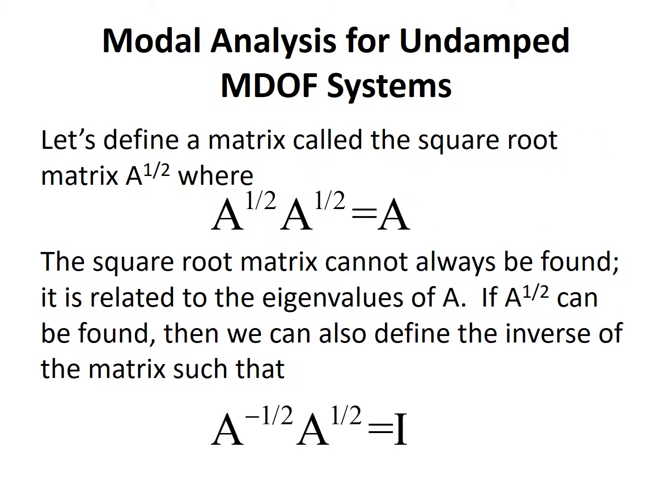To begin, let's recall that under certain circumstances we can find a matrix called the square root matrix that when multiplied by itself yields the original matrix. For a general matrix A, this concept is shown in the top expression on the chart. The square root matrix of A is denoted A to the 1/2. It is an n by n matrix that satisfies the expression A to the 1/2 times A to the 1/2 equals A. If the square root matrix of A exists, then we can also find the inverse of the square root matrix, A to the minus 1/2, that when multiplied by A to the 1/2 yields the identity matrix.